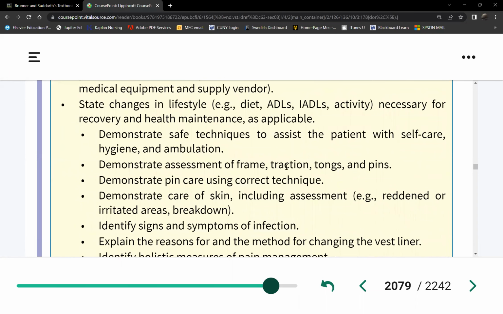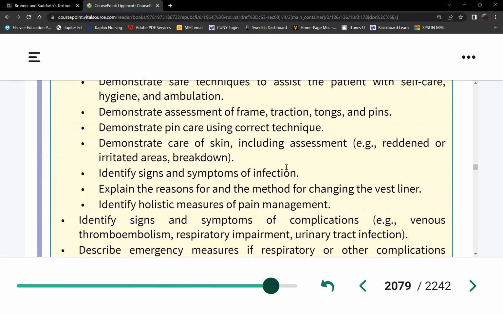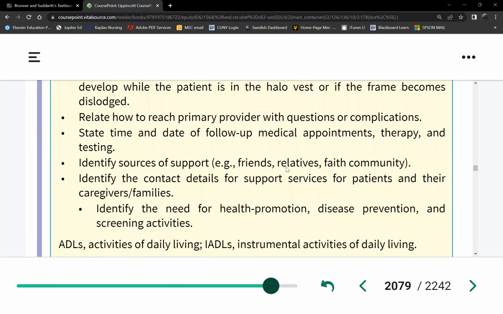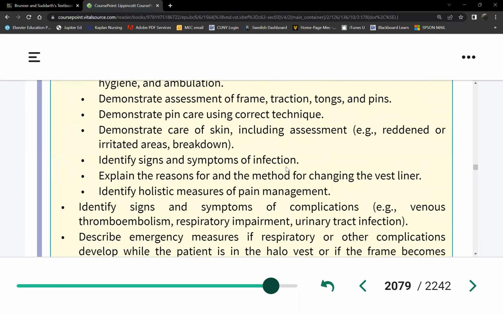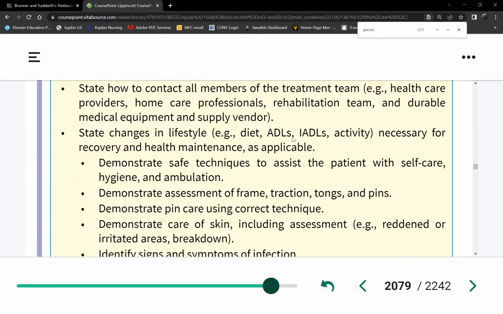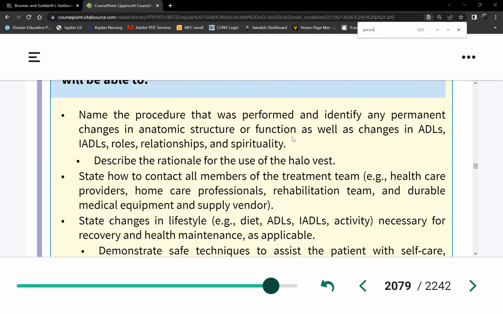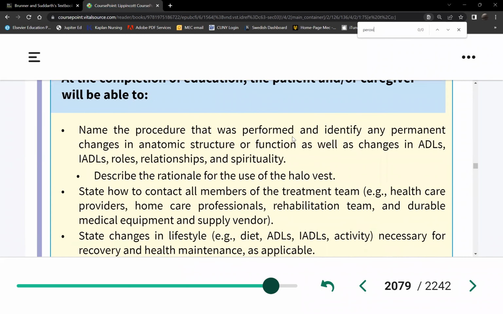For skin care, the wound care, okay, no more peroxide. This particular author does not mention the peroxide anymore. It used to be we used cotton tip applicators with peroxide to clean the pin sites. Here, we just use saline. So just rinse it with saline.